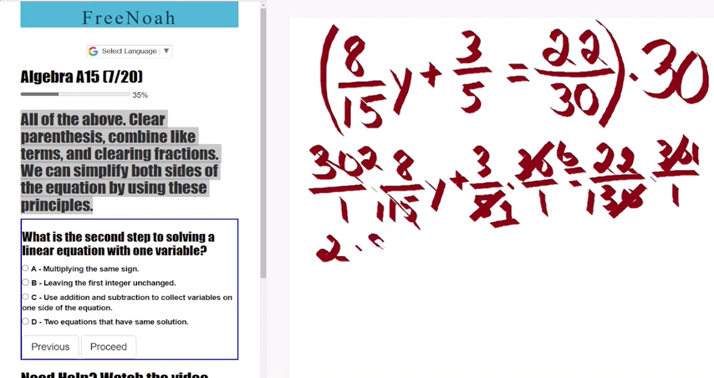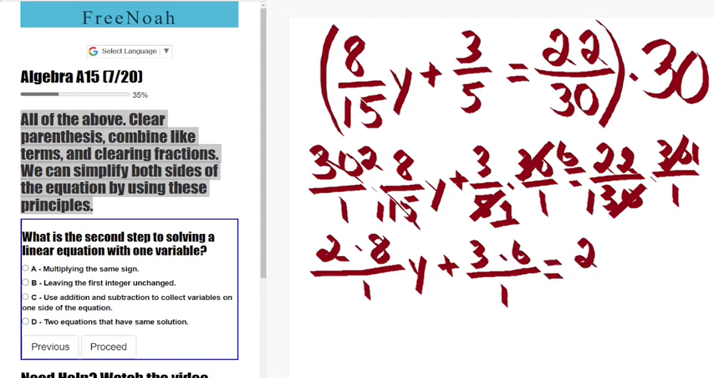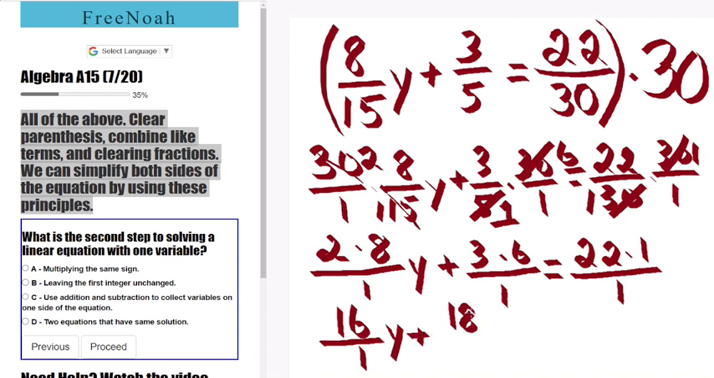So now when we rewrite the statement, we have 2 times 8 over 1 times y plus 3 times 6 over 1 equals 22 times 1 over 1. Let's begin multiplying here. 2 times 8 is 16, 16 over 1 y, plus 3 times 6 is 18, 18 over 1 equals, and then we have 22 times 1, giving us 22 over 1.